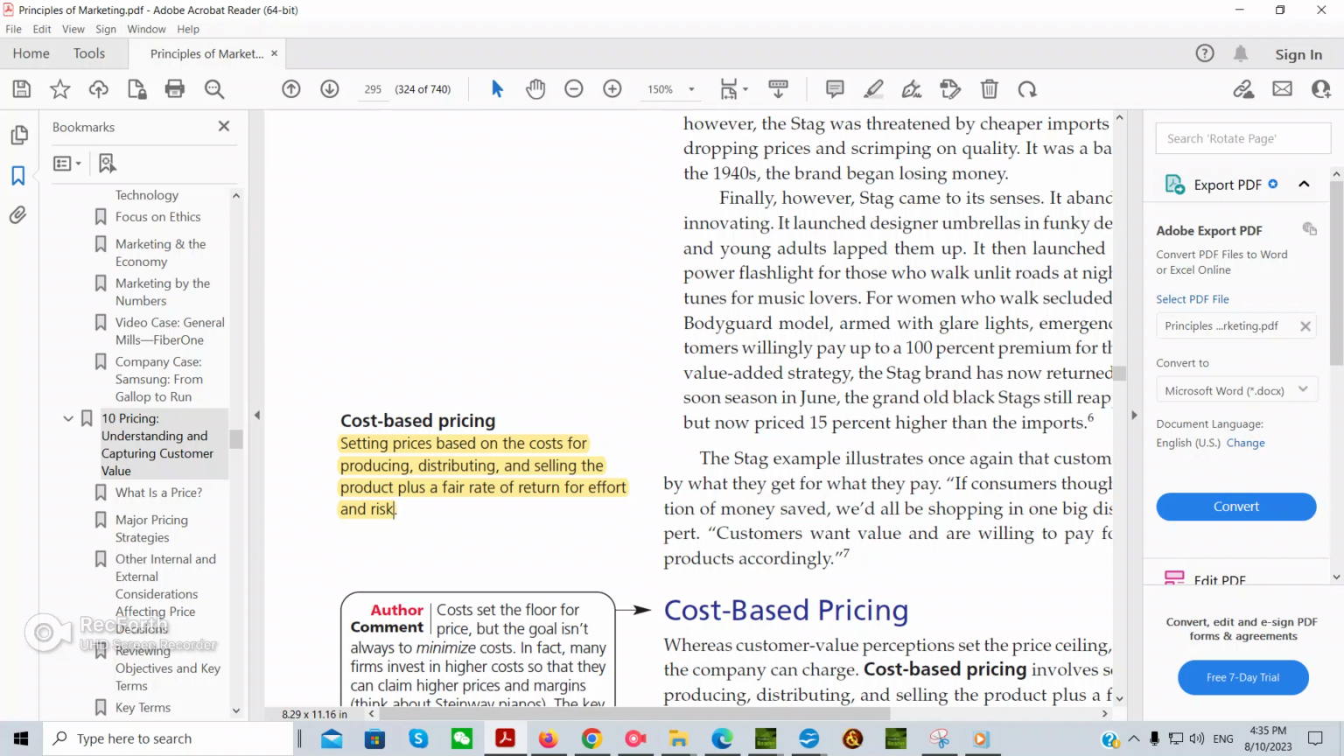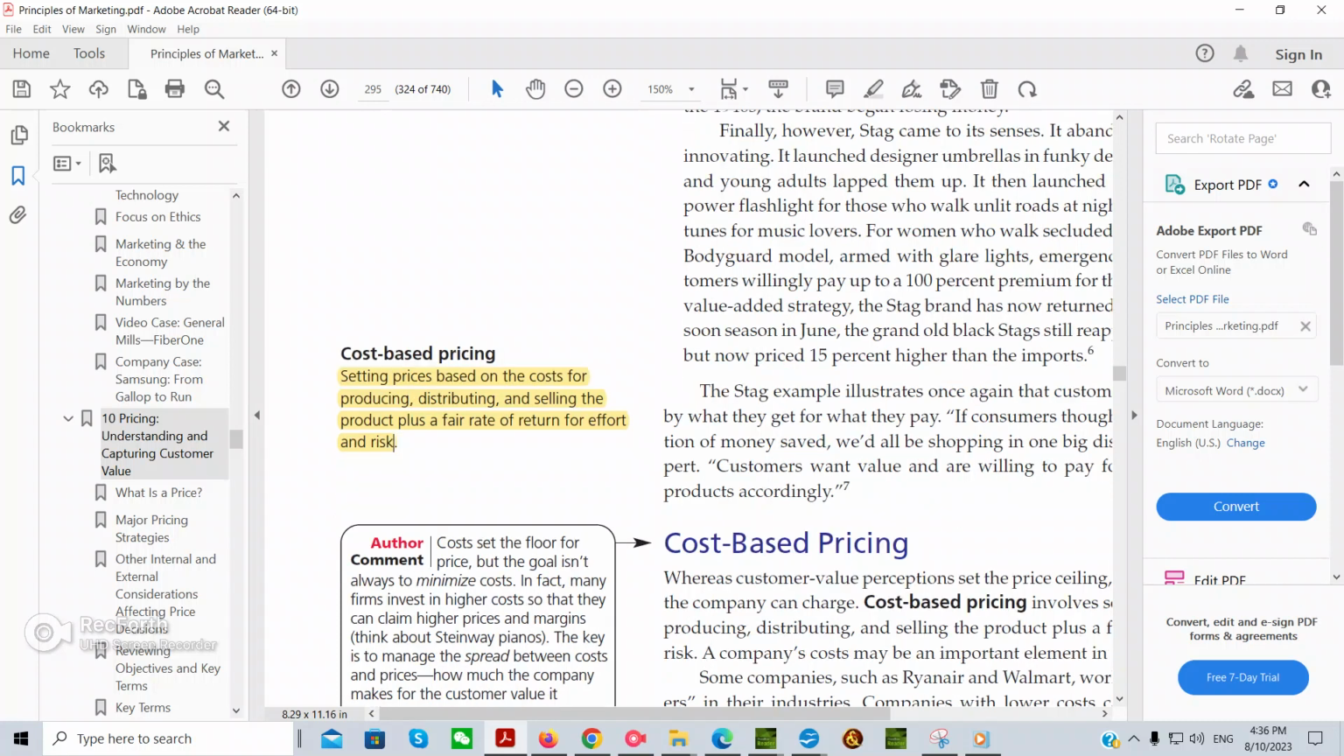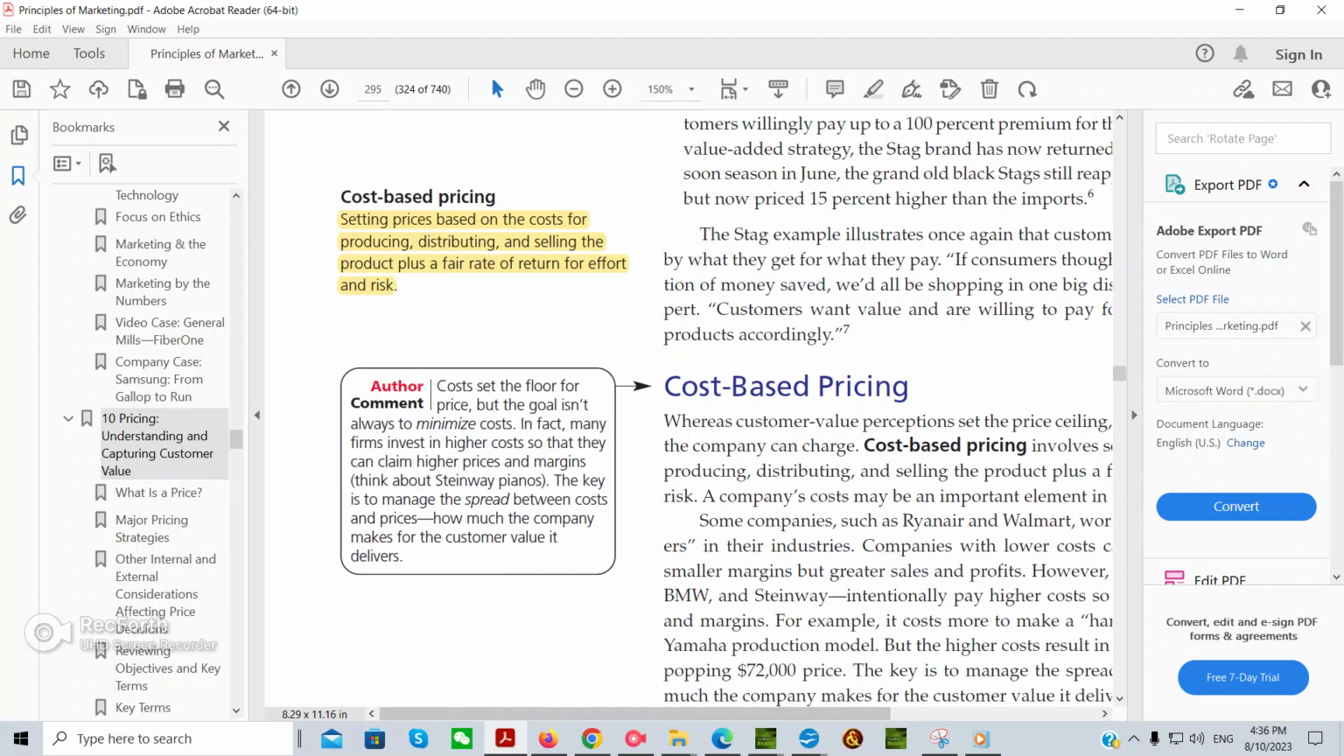Okay, so what we want to do is you say, okay, this is our cost. It costs us $100, but we want to make 15%. So then we do the math: 100 plus 15% of 100. The total is 115. That's what they have to charge for us. Right, that's what it is.